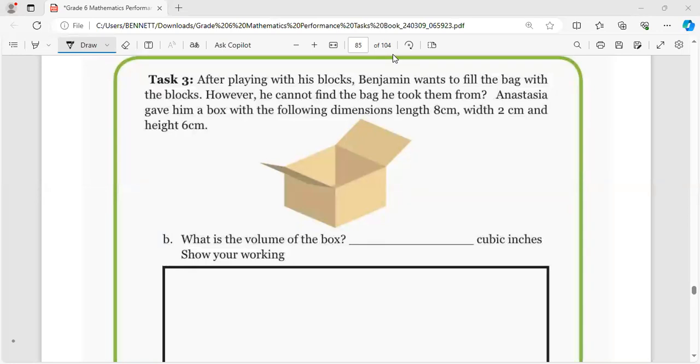Sakina, correct. Wait, some, there's no unit. Remember guys, it's volume, right? You have to have the unit for volume. Abby, let me check yours. Correct.